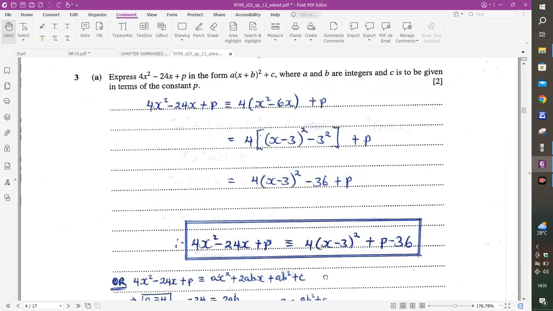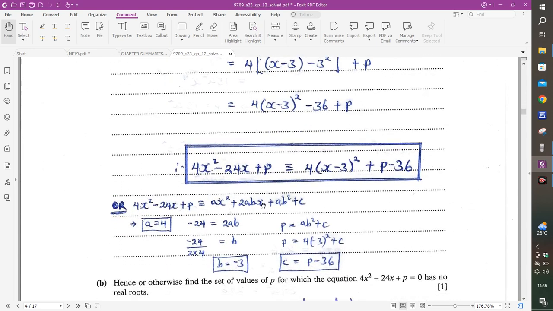Now what we do next is to equate coefficients. So when you look at the coefficient of x squared here, it's a 4. And here the coefficient of x squared is a. So you say a is equal to 4. And then the coefficient of x here is negative 24. So I say negative 24 is equal to, then the coefficient of x here is 2ab. But already we have our a as 4. So if I want to get b, I'll get this negative 24 divided by 2a, but my a is a 4. So negative 24 divided by 8, you get a negative 3.